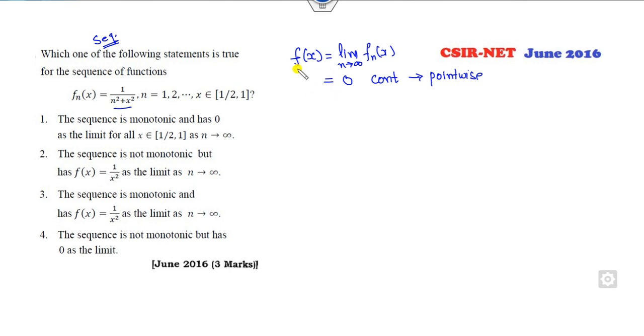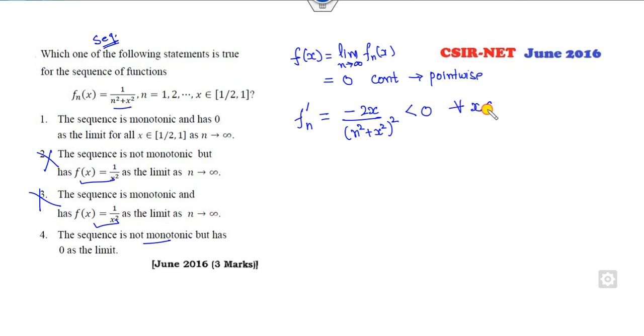Okay, so it means f_n converges to 0, but he said f(x) is cancelled. This is cancelled. Now you have to prove whether it is monotonic or non-monotonic. What is the meaning of monotonic? You have to take the derivative. So what is that? If you take the first derivative of this, it's minus 2x over (n square plus x square) whole square.